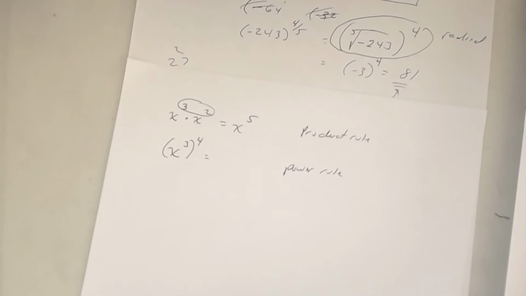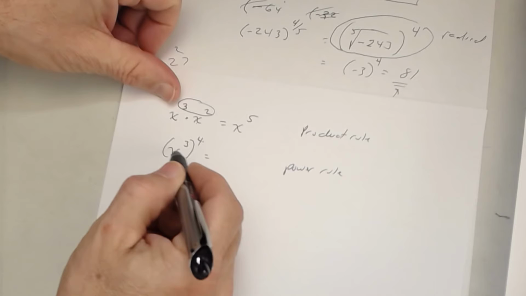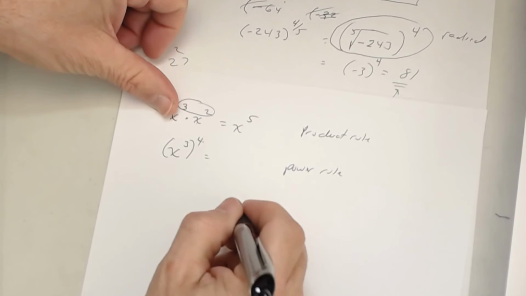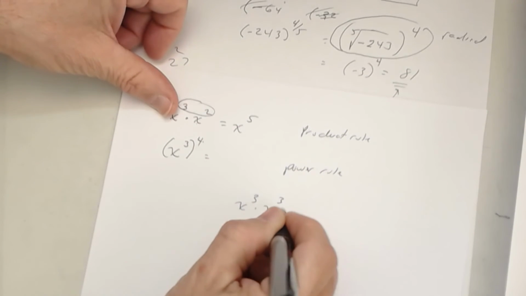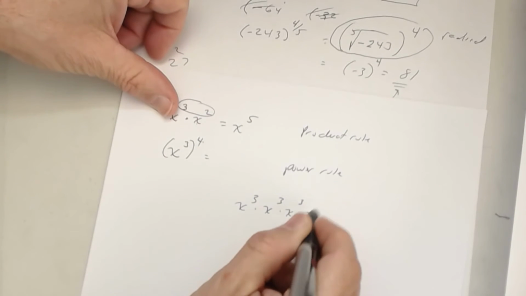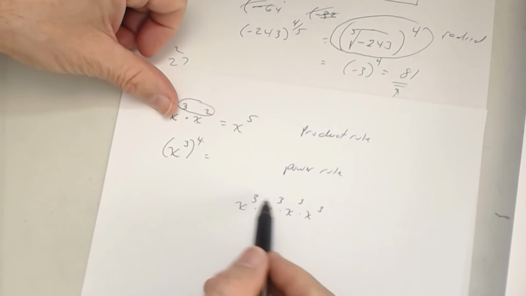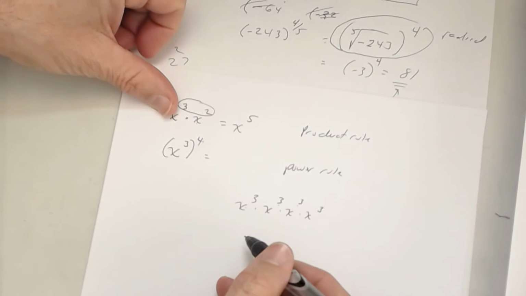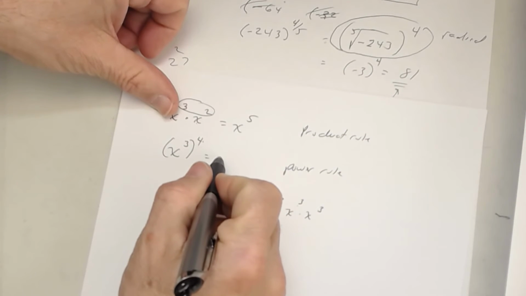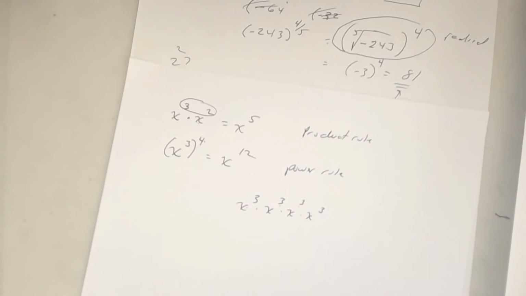So the power rule. When you have a power raised to a power, you multiply. It makes sense because that outside exponent says I'm multiplying x cubed times itself how many times? 4. And based on the product rule, 3 plus 3 plus 3 plus 3 is what? 12. Okay? So those are the two rules that you're going to need to remember. Product rule and power rule. All right, now let's look at the one we wrote down.